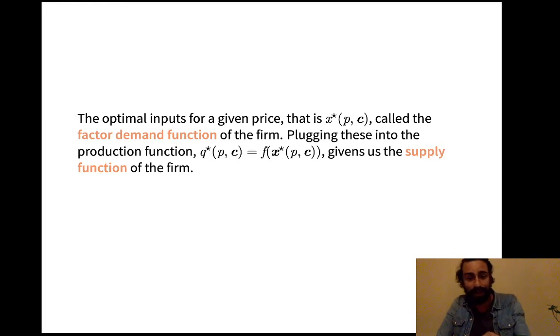I plug that back into the optimized function in the same manner of an expenditure function or an indirect utility function. I'm plugging that back into the thing I'm trying to optimize, and I get something that's called the supply function of the firm, which says given the price of the output P and cost of the inputs, the vector C, how much do I produce? And how much I produce is Q star of those costs.